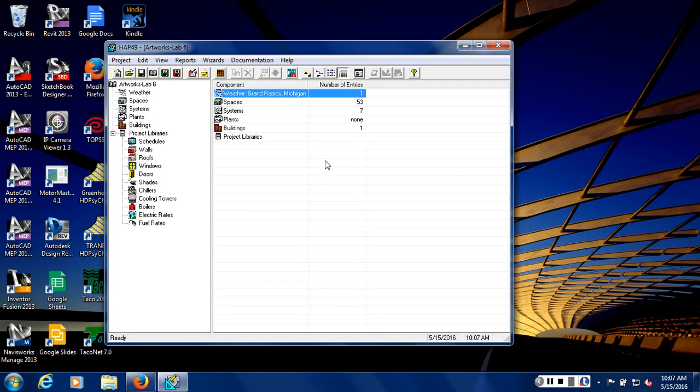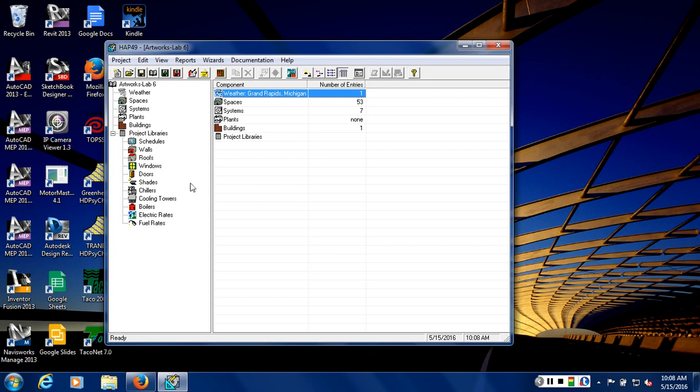Now, the file folder that you're going to be getting, somebody already built. You would have taken the time to utilize this program throughout your HVAC451 class. We don't have time in this class for you to build the Artworks project that you've been working on from scratch. So someone has already taken the time to build, or at least put in, the spaces for you.